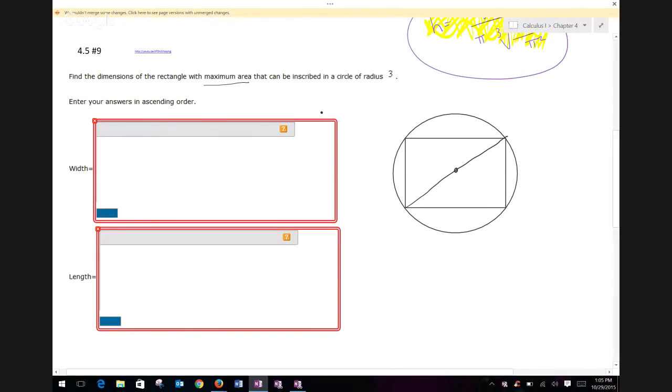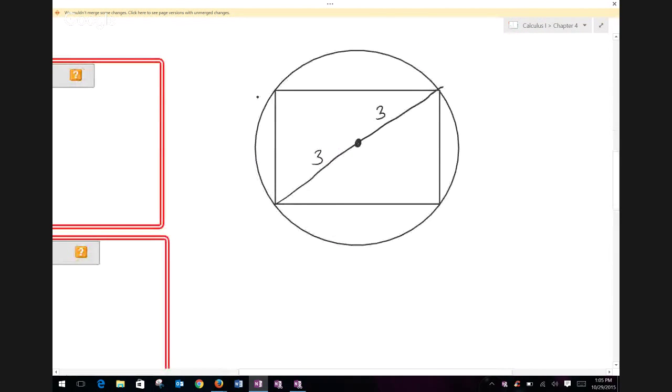So if I draw a rectangle that's inscribed into a circle with a radius of 3, the diameter is going to be 6. If I call this x and I call this y, I need to write two equations that relate x and y together. Ultimately I want to maximize x times y, the area equation. That's what I want to maximize.